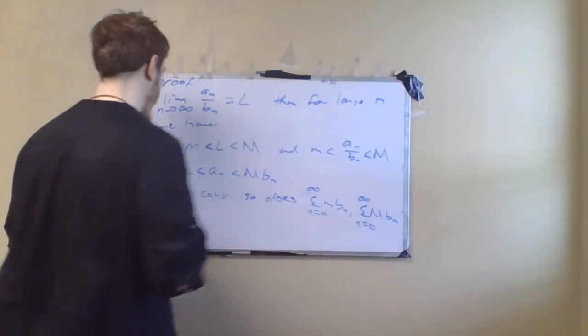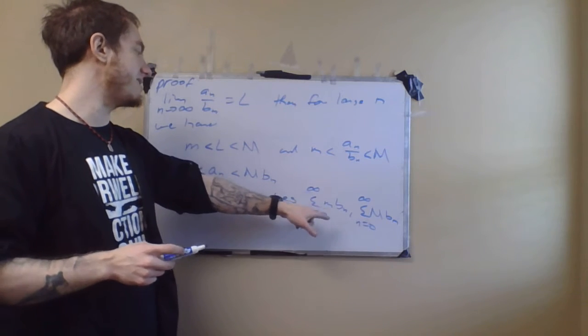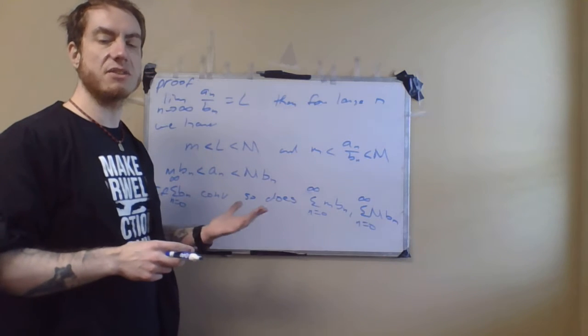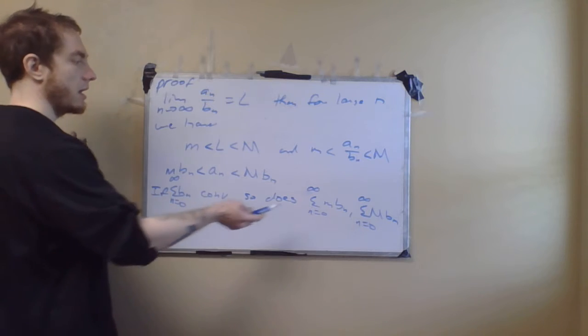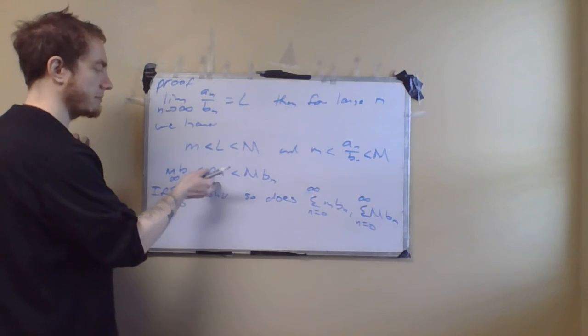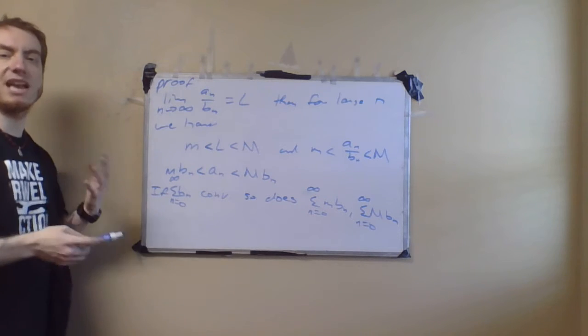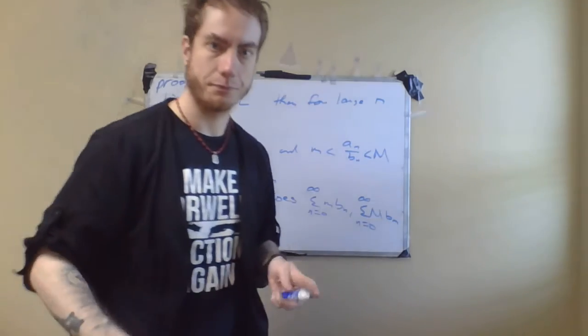Or you can simply say that if the sum of the little m times b sub n diverges, then that means the sum of the a sub n's is going to have to diverge as well. In either case, if these converge, then the sum of the a sub n converges. If these diverge, then the sum of the a sub n's diverges. And so we get our result.